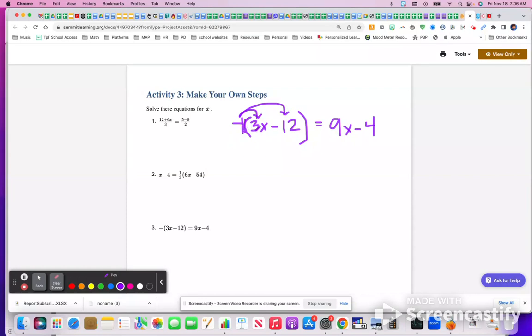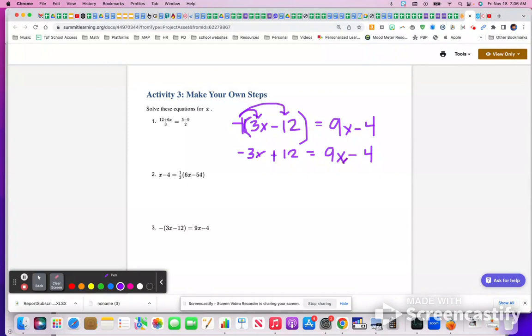So negative 1 times 3x is a negative 3x. So I'm just using the distributive property to get rid of that negative on the outside. And negative 1 times a negative 12 is a positive 12 because a negative times a negative is a positive. So I end up with negative 3x plus 12, and that's equal to 9x minus 4.